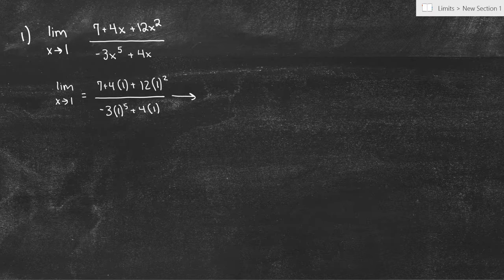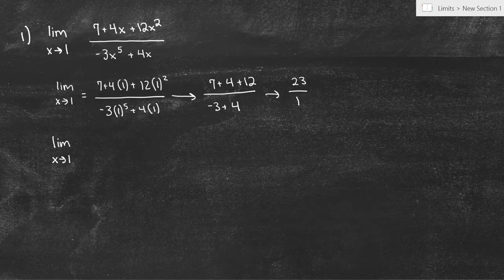On the top, we're going to have 7 plus 4 plus 12. On the bottom, we're going to have negative 3 plus 4. So that's going to give us 7 plus 4 is 11, plus 12 is 23, divided by negative 3 plus 4, which is 1. So the limit as x approaches 1, that gave us an answer. It's not an indeterminate form, so we don't have to go on to any of the harder steps. That's just our answer right there.